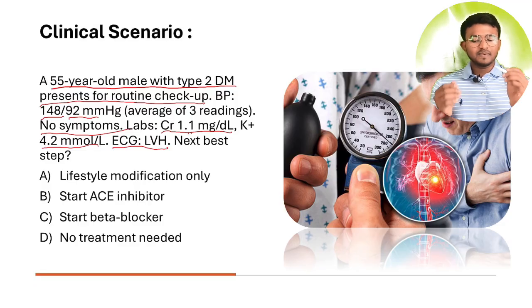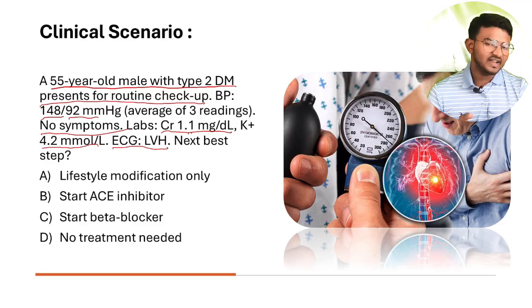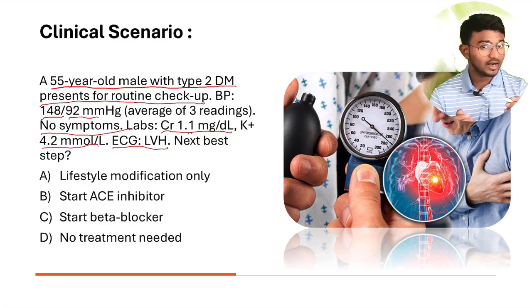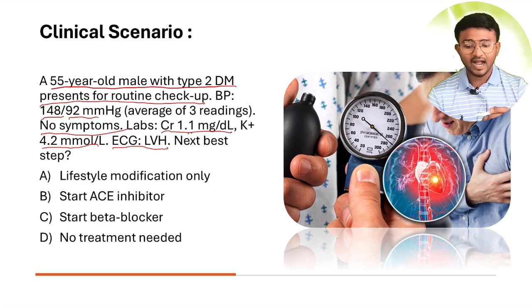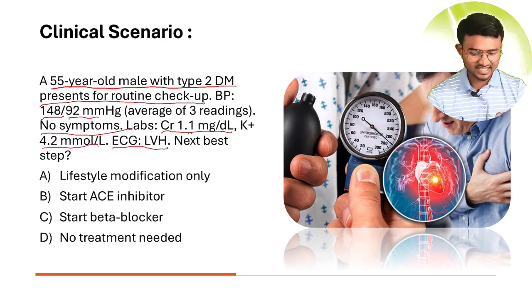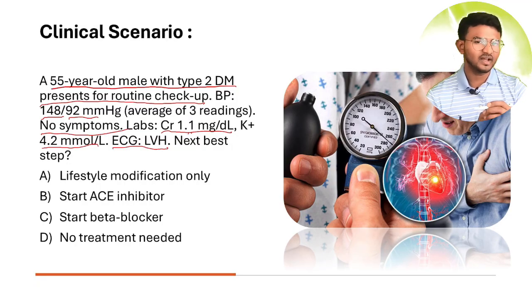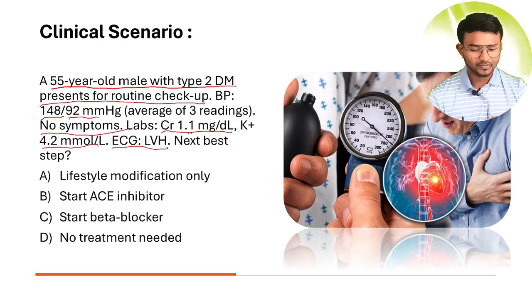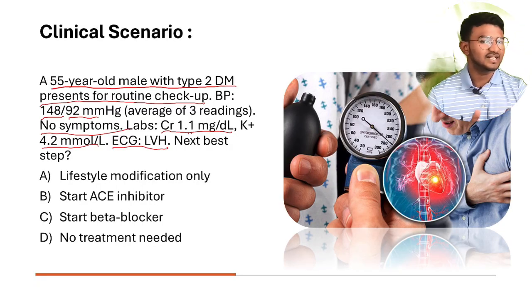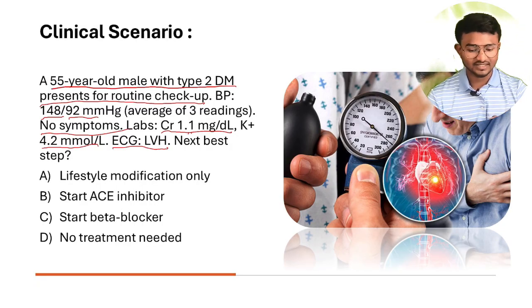So in this patient, the average reading is 148 by 92, and the patient has diabetes also. Another thing, no symptoms, and in labs the creatinine level is 1.1 and the potassium level is 4.2. The normal potassium is 3.45 to 4.45, so 4.2 is normal. But in the ECG, we can see left ventricular hypertrophy. So what's the next best step?